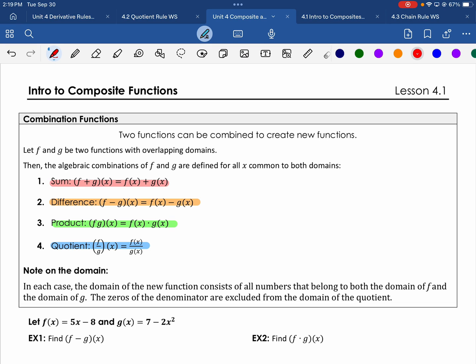I think we talked about this at the very beginning of the year in the fundamental skills unit. But we're going to talk about the combination function, and we're going to find the domain of the new function, which is bringing back the domain rules that we did also in the beginning of the year.